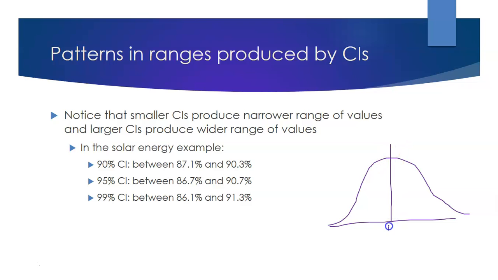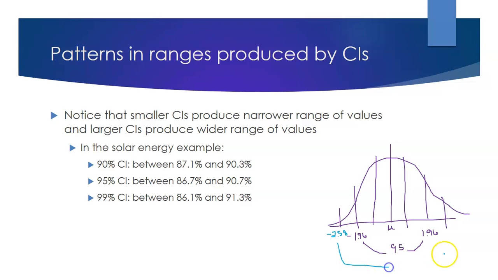If we think of our normal curve here, in the center we have mu, and we have 1 standard deviation below, 1 standard deviation above, 2 standard deviations below, 2 above, 3 below, 3 above. Remember, 95% of our data is within exactly 1.96 standard deviations below and 1.96 standard deviations above the mean, and exactly 2.58 standard deviations below the mean and 2.58 above the mean contains 99% of our data.